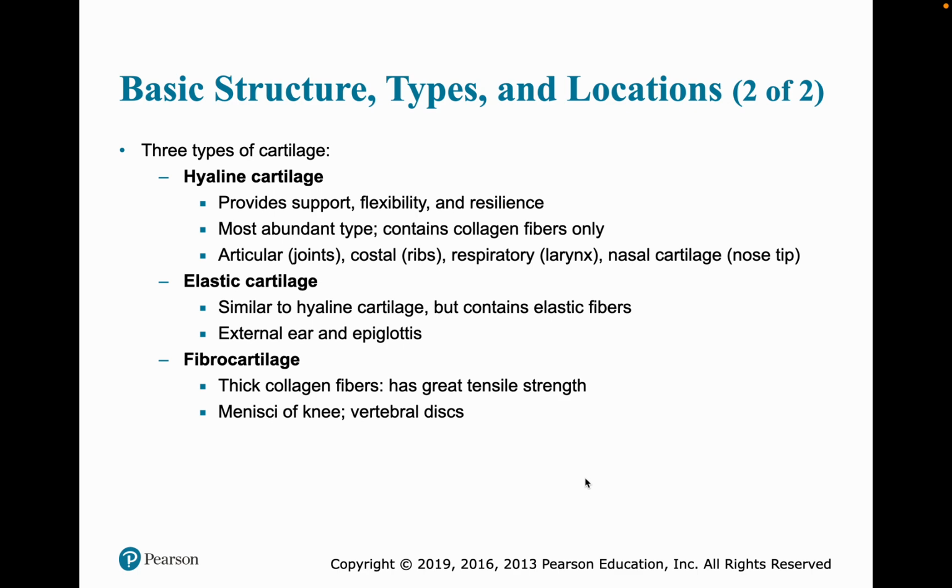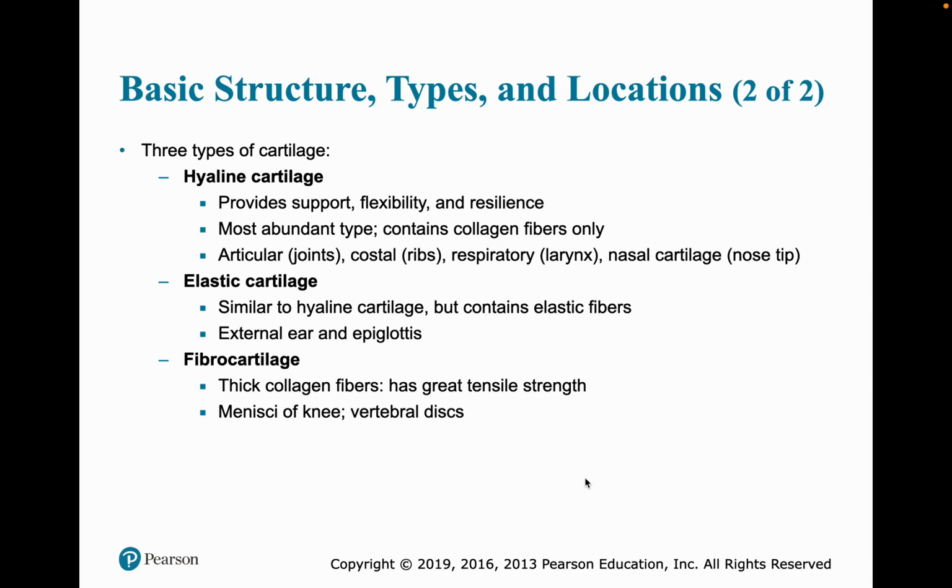Cartilage, as we said before, comes in three different types: hyaline, elastic, and fibro. Hyaline provides support, flexibility, and resilience. It is the most abundant of the three. It has collagen fibers only. We find it at articular cartilage, which we'll see at joints, costal cartilages, which connect our ribs, respiratory cartilages in our larynx, and nasal cartilage at the end of our nose. Elastic cartilage is very similar to hyaline cartilage, but it also has elastic fibers, and we find elastic cartilage in our external ear, in our epiglottis.